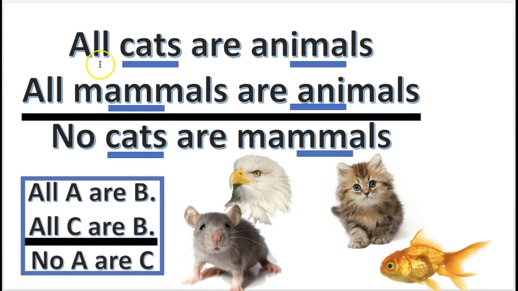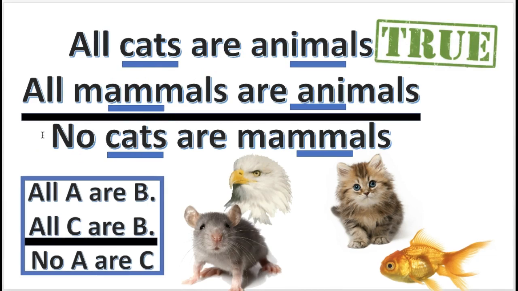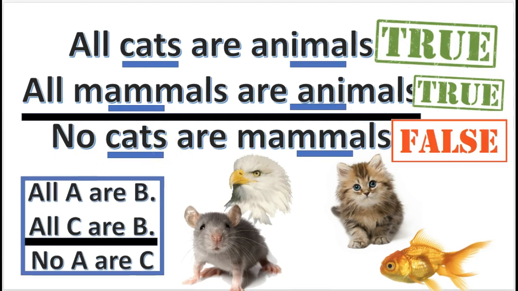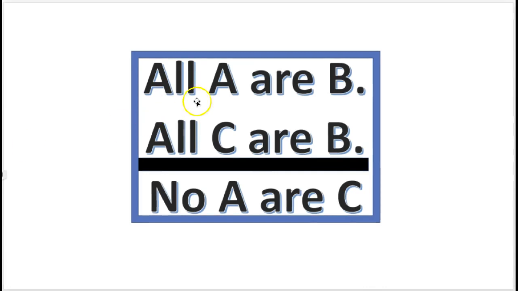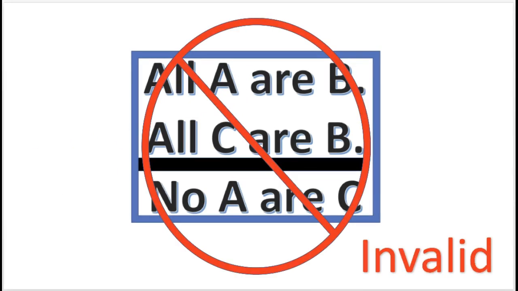Let's look at premise 1. Remember, you want true premises and a false conclusion. That proves it's invalid. Premise 1: all cats are animals. Are all cats animals? Yes, that's true. Next one: all mammals are animals. Are all mammals animals? Of course that's true. You guys are smart. Next one, let's look at the conclusion: no cats are mammals. Is that true? Are no cats mammals? Nope, that's false. So now you know that by simply swapping these terms out for animals, mammals, cats, fish, you can prove right away that it's invalid.